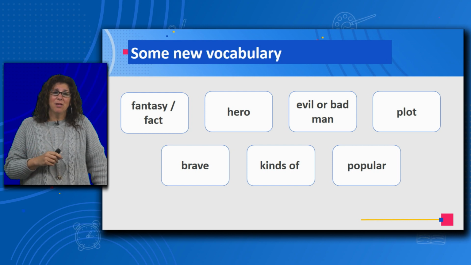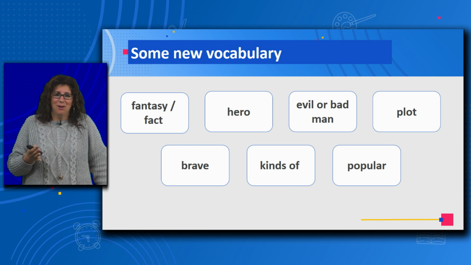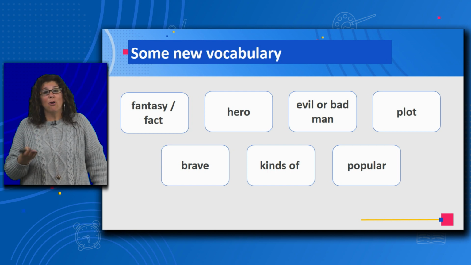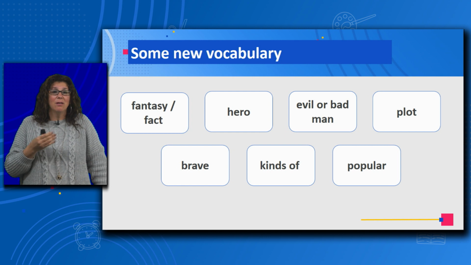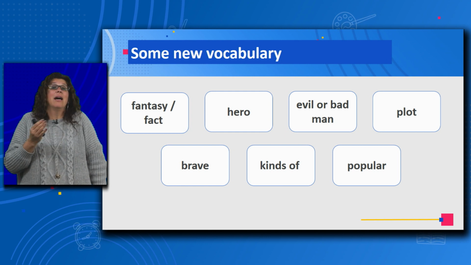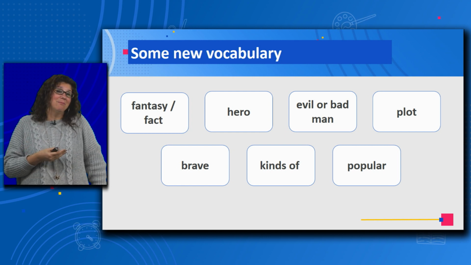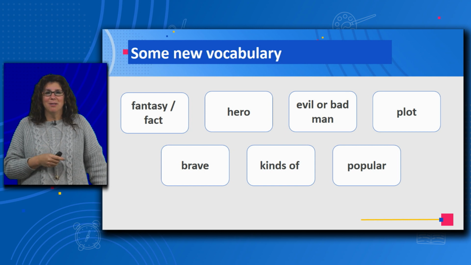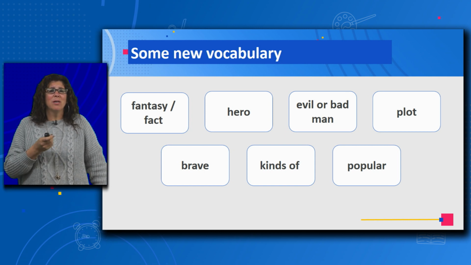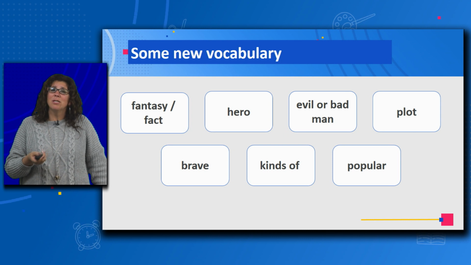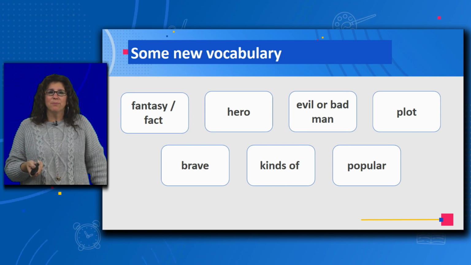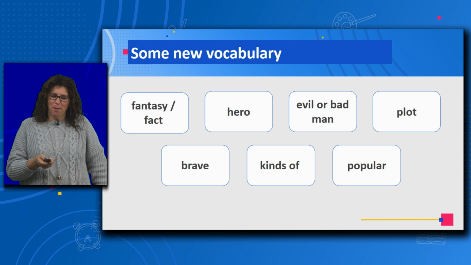Kinds of. There are all kinds of stories. There are all kinds of fairy tales. There are all kinds of legends. And popular. Popular is a word that we use also in our mother tongues, but popular usually means liked by everyone. So now let's get back to Robin Hood.